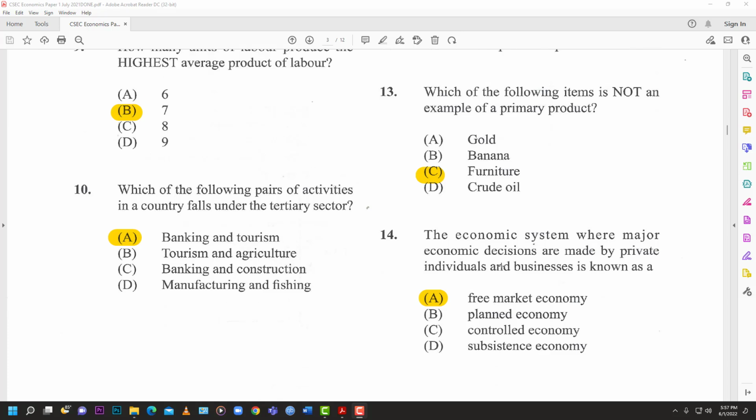13. Which of the following items is not an example of a primary product? Primary product. Of course, if you look at the 4 options, you'll see that 3 of these are alike and 1 is different. Which one is different? Furniture. Right? That's the only one that is processed or manufactured or constructed. Gold is raw, banana is raw, crude oil is raw. All of them come from the extractive industry or the primary industry. But which is not an example? Furniture. That's in the secondary, where you take the timber or the wood from primary and turn it into table, chair, whatever. Right? Furniture.